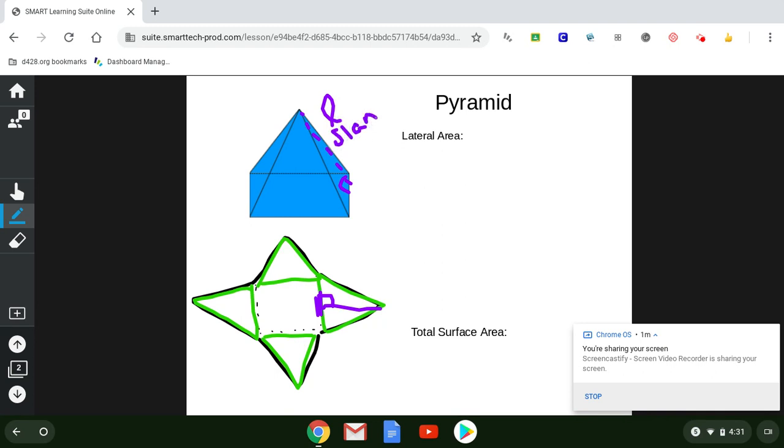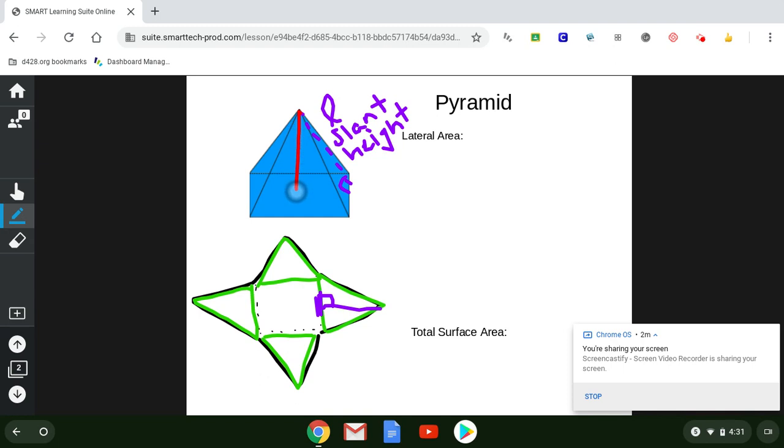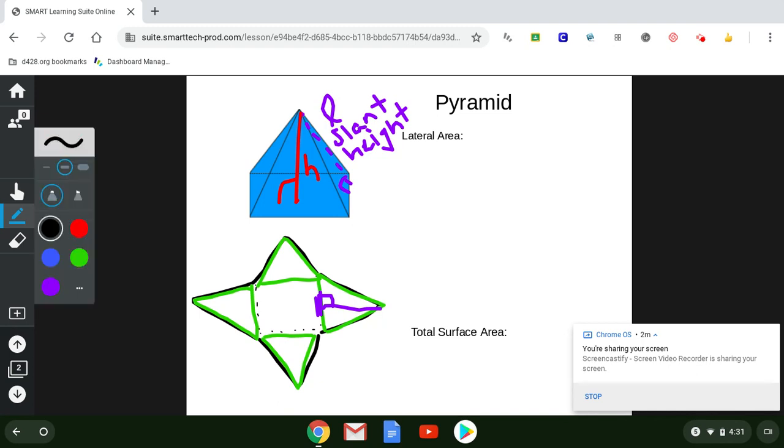So all the heights of my triangles in my net are actually going to be a cursive L so that we know that when we're talking in terms of the 3D shape, that's actually the slant height. The real height of the 3D shape is from here down, making 90 degrees with the base. That is where we're going to use an H. So make sure you know the difference. So again, lateral area for this is just finding the areas of those four triangles.